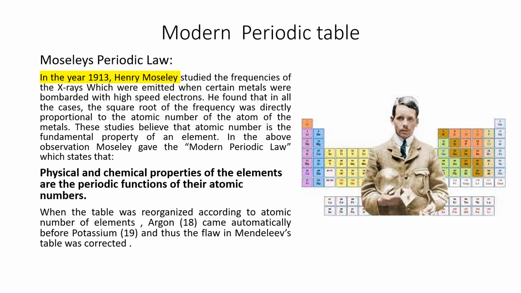From the above observation, Moseley gave the modern periodic law: the physical and chemical properties of the elements are periodic functions of their atomic number. So he arranged the periodic table according to atomic number. When the table was reorganized according to the atomic number of elements, argon came automatically before potassium, and thus the flaw in Mendeleev's table was corrected.